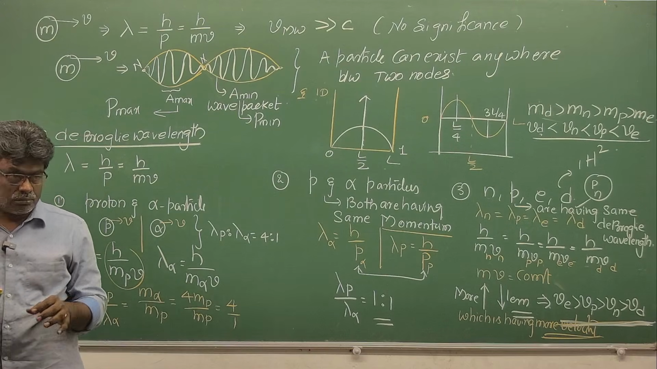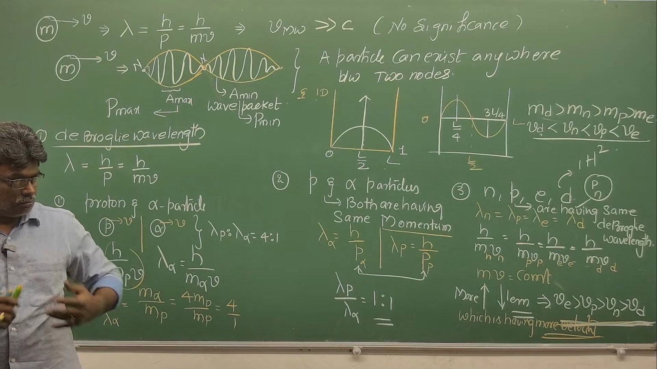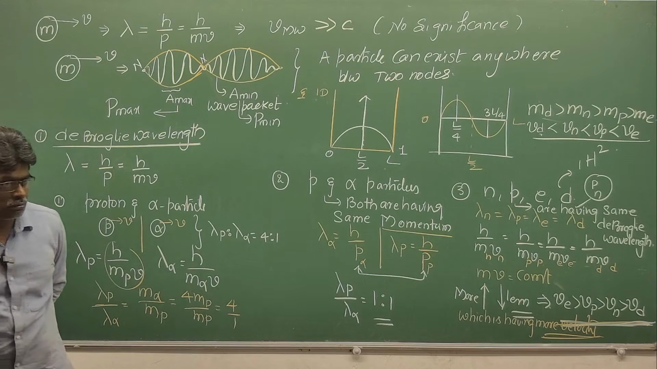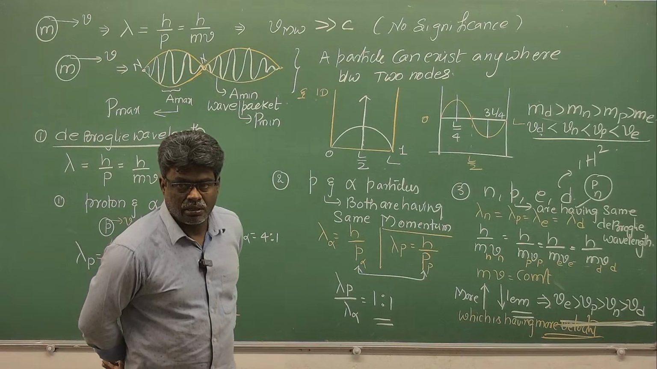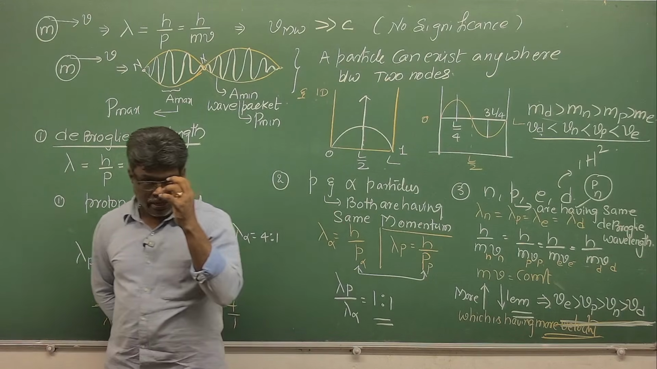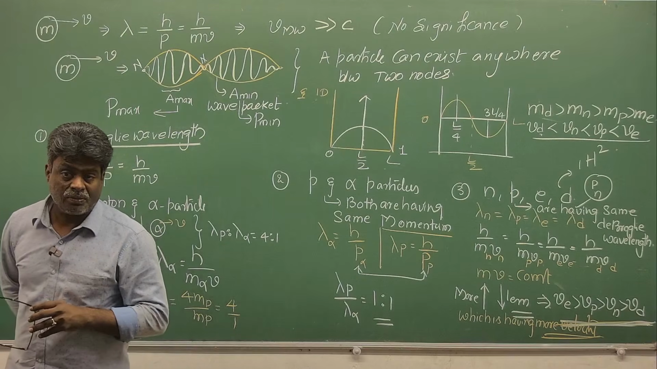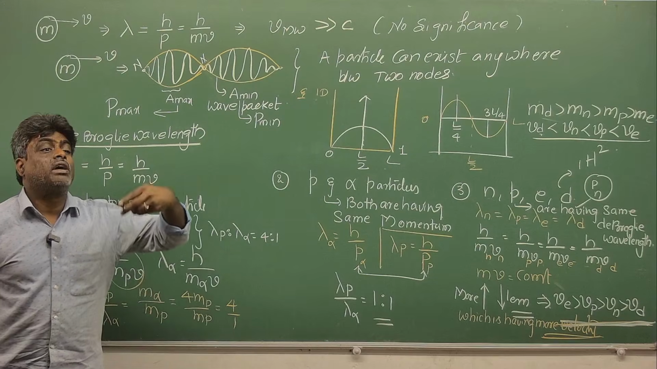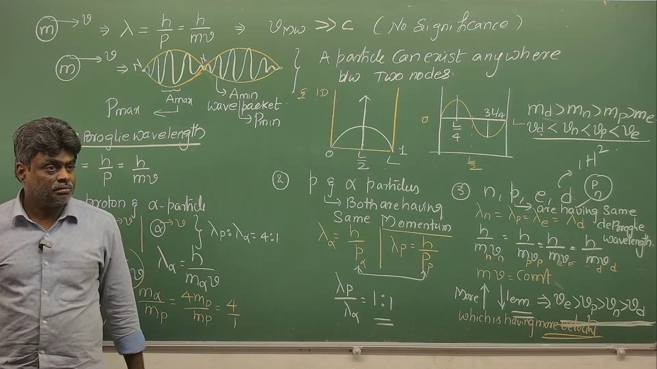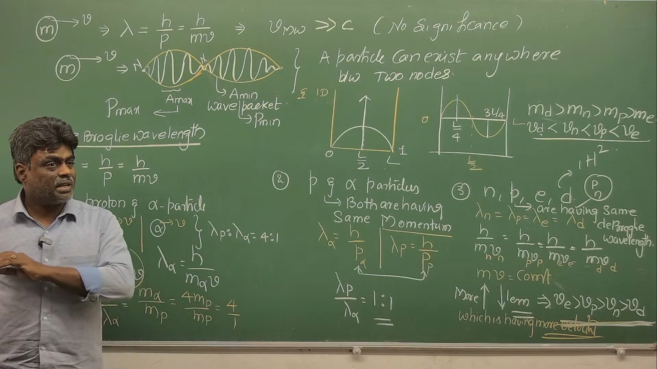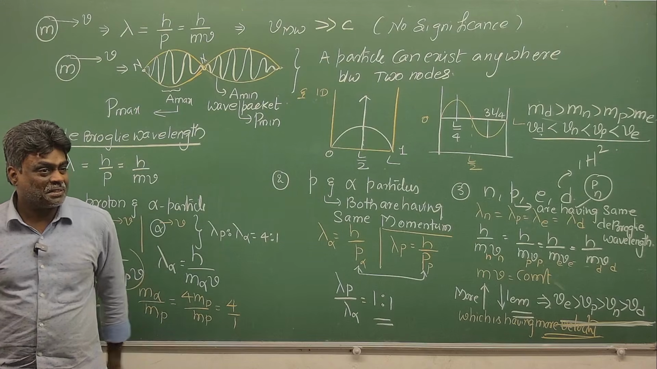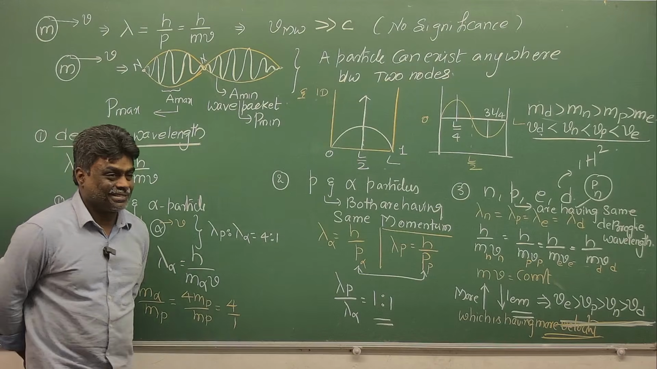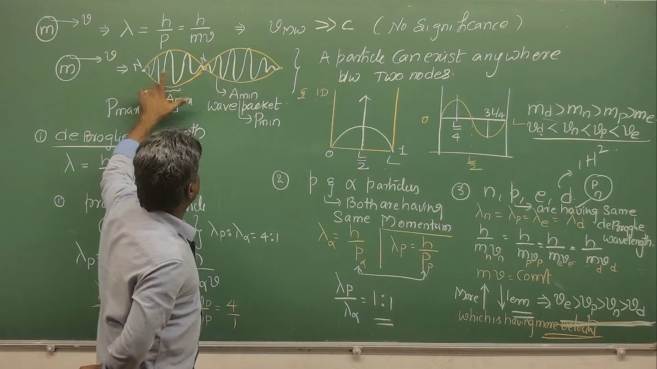Sir, matter waves are not electromagnetic waves. Can you give the justification for that? Already given yesterday. Electromagnetic wave travels with the velocity of light c. Matter wave is traveling with more than the velocity of light c. Physical significance of a matter wave does not exist. It's not there. Matter wave significance is not there.